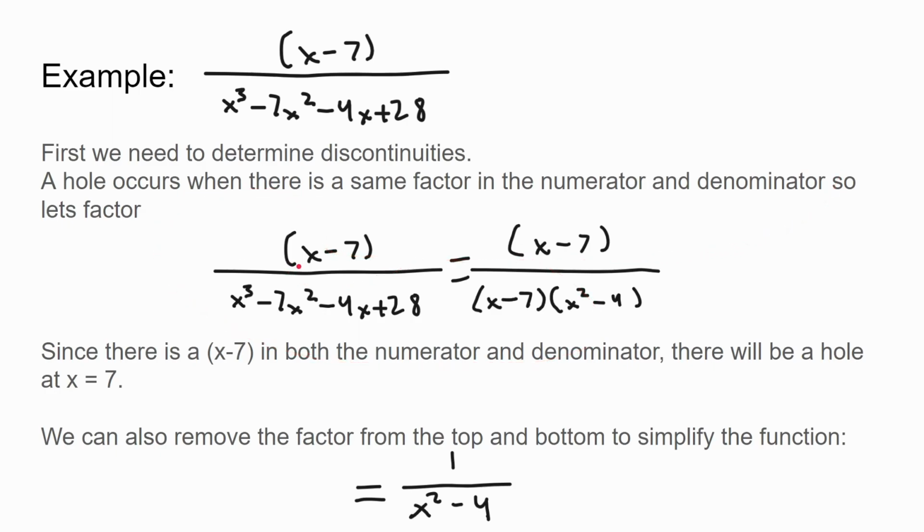So on the top, we have x minus 7, which is equal to x minus 7 because that's the lowest form. But on the bottom, the x cubed minus 7x squared minus 4x plus 28, that can factor to x minus 7 and x squared minus 4. And since there is an x minus 7 in both the numerator and denominator, there will be a hole at x minus 7. So you see here, there's an x minus 7 factor in the top and in the bottom. So there will be a hole when x minus 7 is equal to 0. And when x minus 7 is equal to 0, x is equal to 7. So there will be a hole at 7.